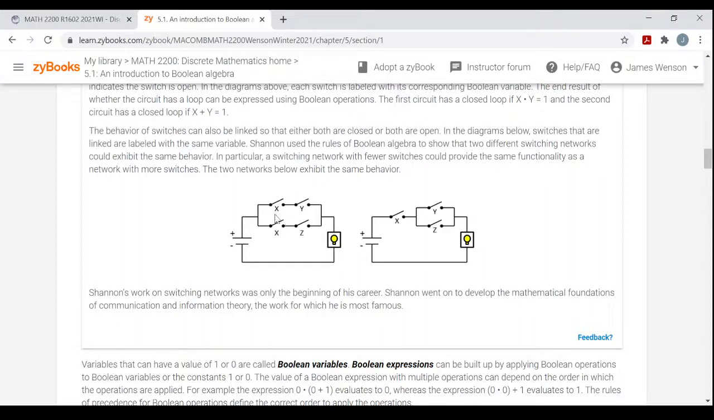So this here would be saying x times y plus x times z, right? This is x and y, or x and z, would give me the same results. The light bulb would be on in the same situations as in this picture if you just had x times the quantity y plus z. Putting these pictures together, what this is saying is the following.